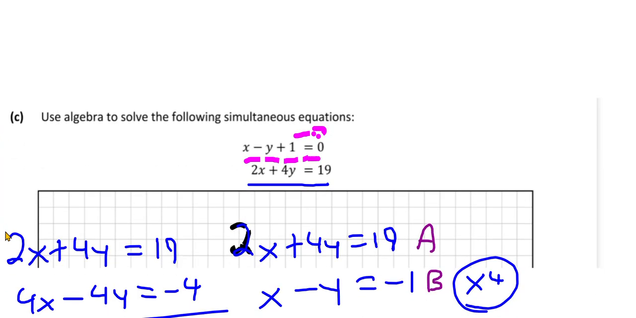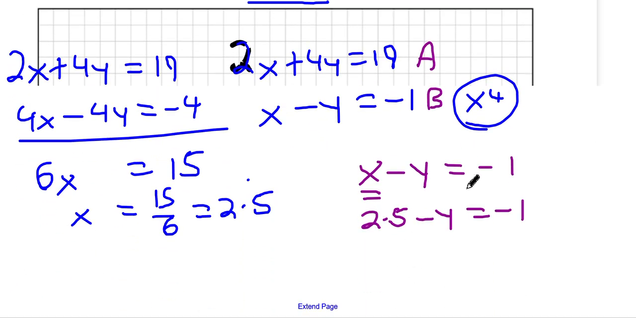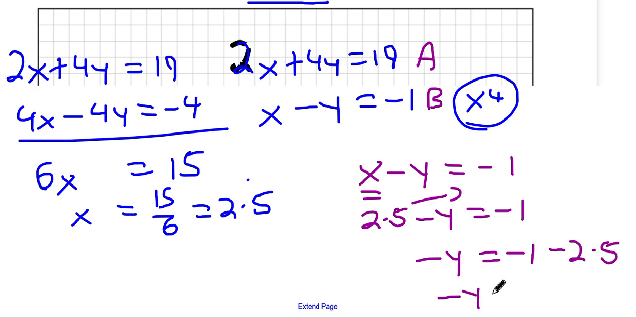Now, move the 2.5 over to your side. And what happens when you move it over to your side? It was a positive, now it becomes a negative. And you get minus y is minus 3.5. Magic wand both sides.